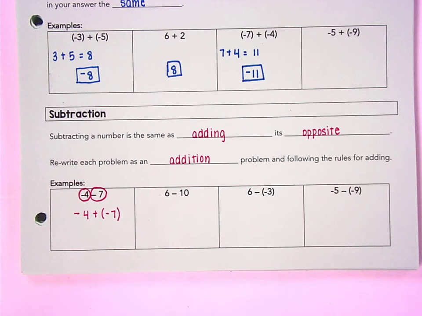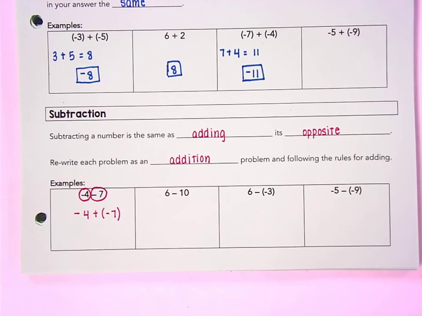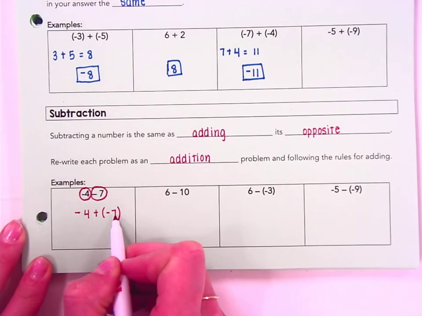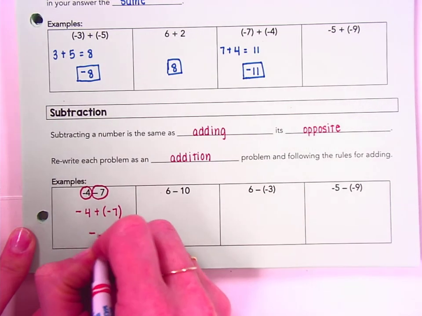Now that we know our addition expression, we can use the rules for adding rational numbers to actually answer this question. To review, the first question we should ask ourselves is, are the signs the same or are they different? In this case, the signs are the same. I'm adding two negative numbers. If the signs are the same, I'm going to find the sum, or add, like I normally would, and keep the sign in my answer the same. So 4 plus 7 I know is 11, and because both of the numbers I'm adding are negative, my answer should be -11.